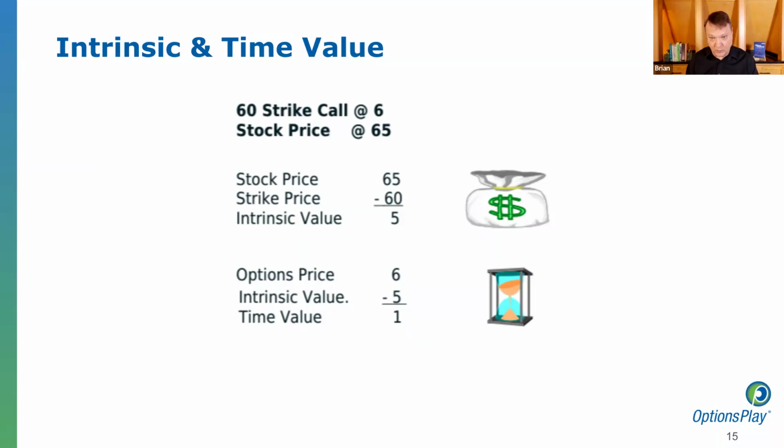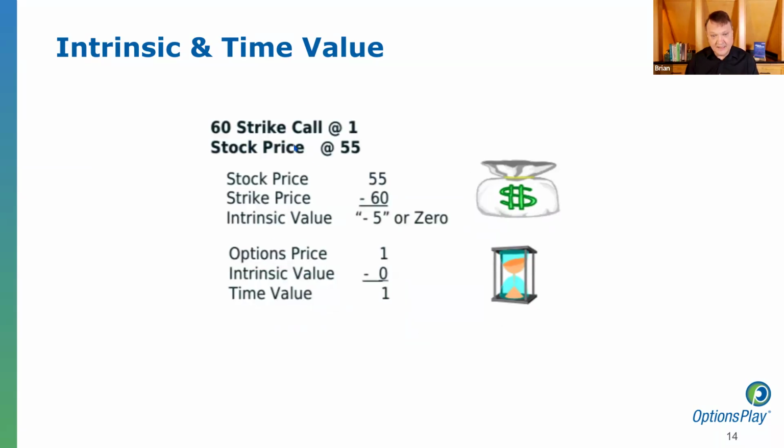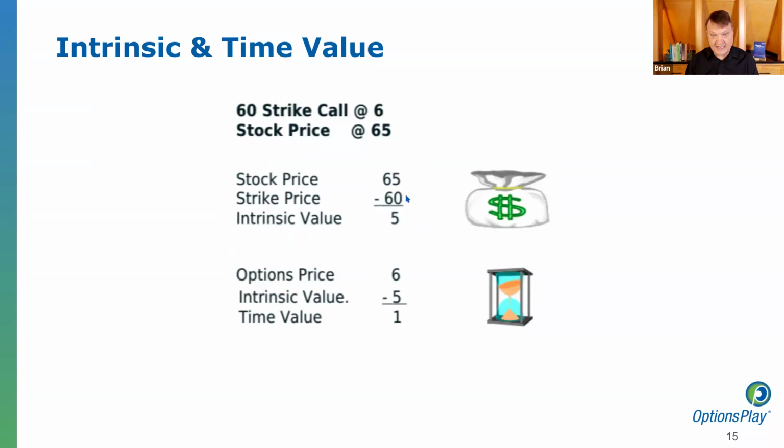But if I jump back one slide, notice that this strike with the stock at 55 is 5 points out of the money, and it's trading for $1. Now, if we go to this slide, notice that this option contract, and we'll work through a call example, is 5 points in the money and is trading for $6, but also has $1 worth of time value. And this is true of most option contracts, most underlyings that trade options is a better way to say it.